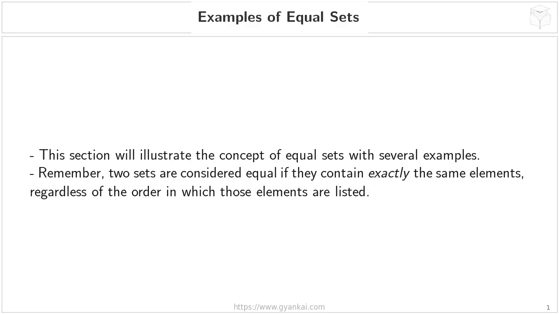As a quick reminder, and this is really important, two sets are considered equal if and only if they contain exactly the same elements. Now, pay close attention to this next part. The order in which you list those elements doesn't matter at all. We'll see this play out in the examples. So, if two sets have the same members, just arranged differently, they are still considered equal.